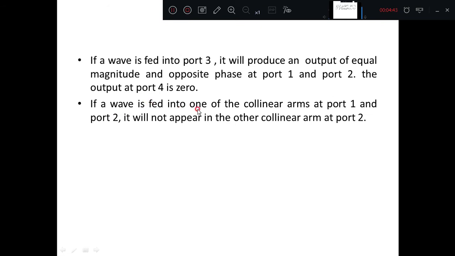If a wave is fed into one of the collinear arms at port 1 or port 2, it will not appear in the other collinear arm at port 2. So this is the last characteristic of the magic T. And with this, the second module of the microwave antenna is completed.